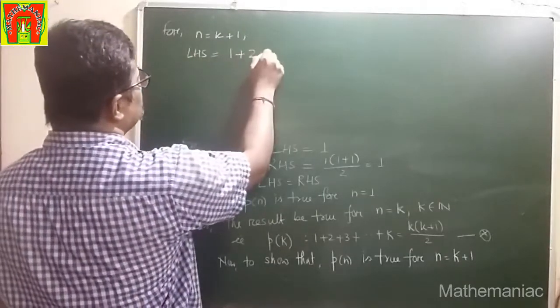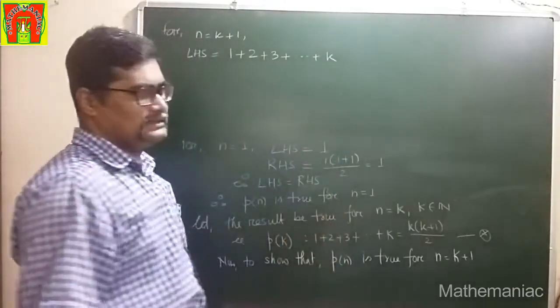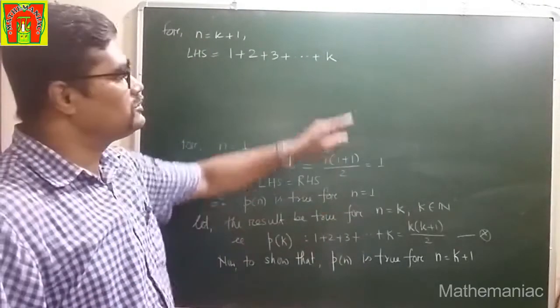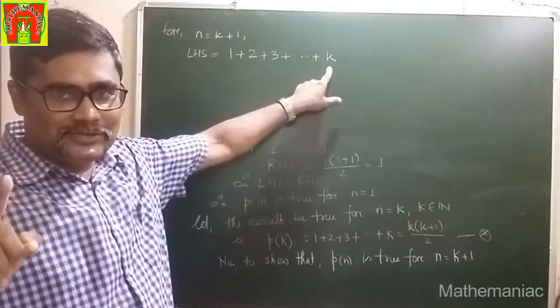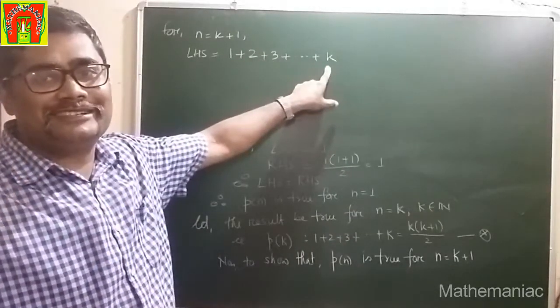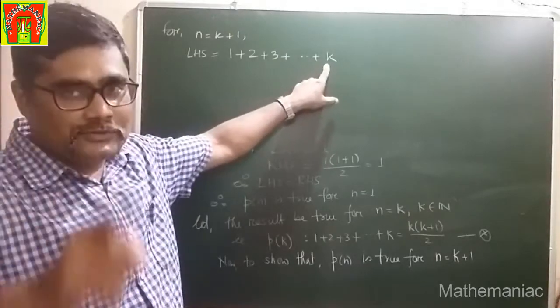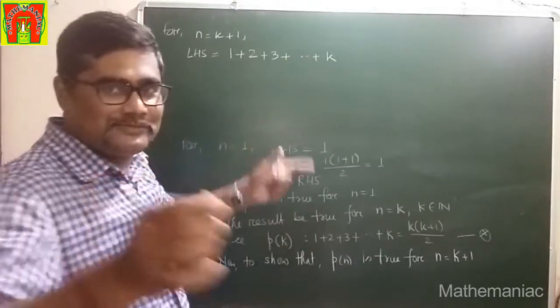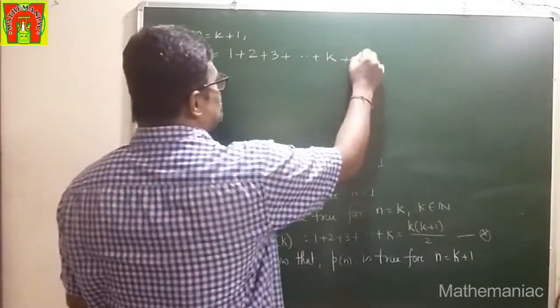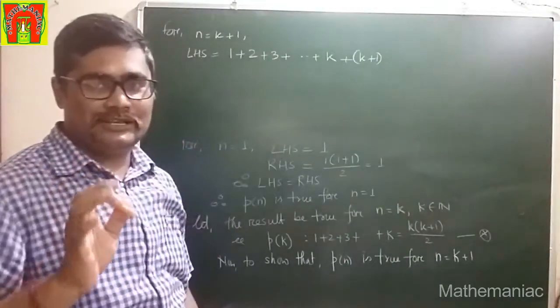Just you see, if you have considered k, your whole expression will run up to k. But now you are considering up to k plus 1. So one more additional term will be there. That is what? K plus 1. But remember, till k you have to write. Why you will come to know just after 2 minutes. So this is k plus 1. Am I clear to you?